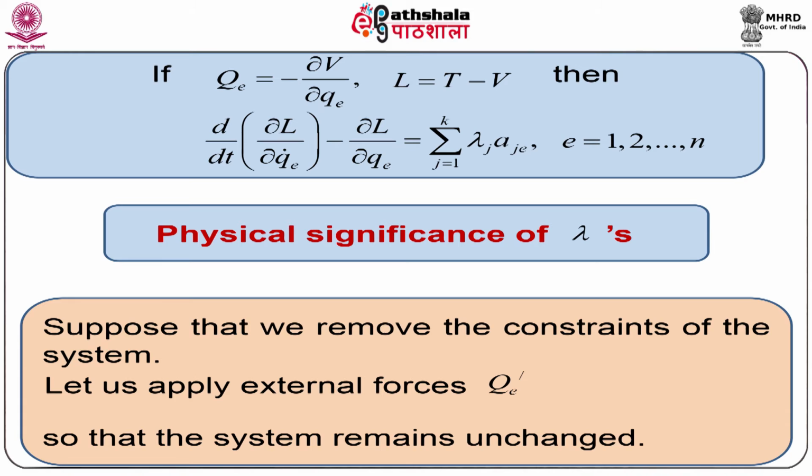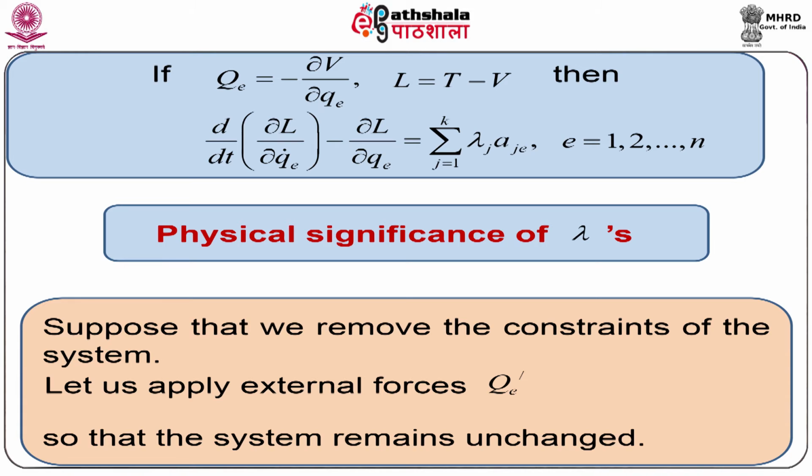If the generalized force is given by this relation, where V is the potential function and the Lagrangian is the difference between the kinetic energy and potential energy of the system, then the previous equation can be written like this. Here q_e is the generalized coordinate, q_e dot is the generalized velocity, dot means time derivative of q_e, lambda_j are the parameters, L is the Lagrangian of the system, t is the time.